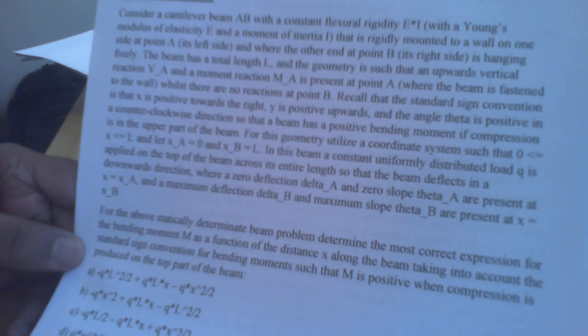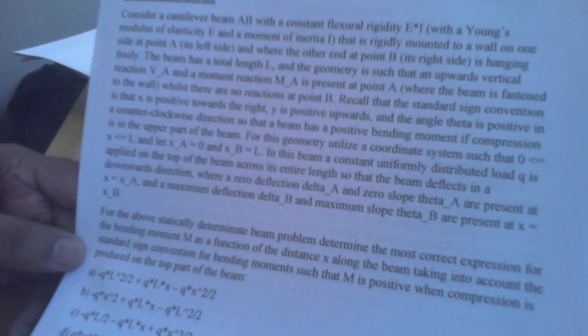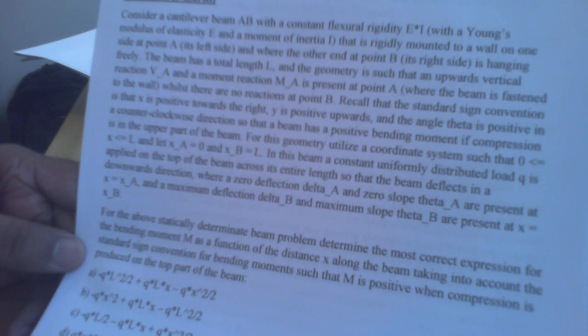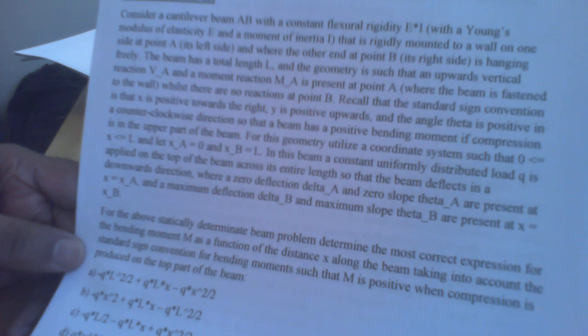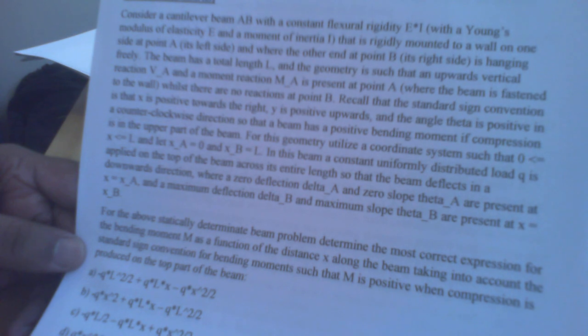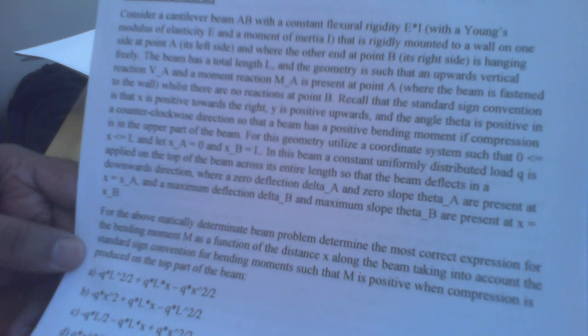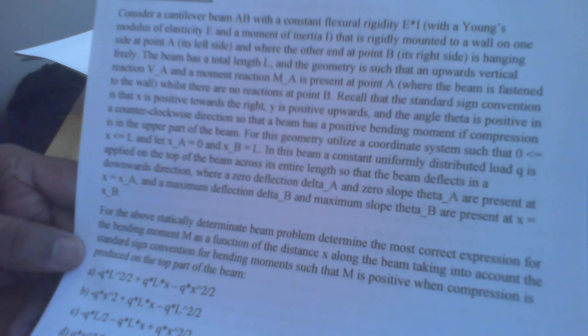Recall that the standard sign convention is that x is positive towards the right, y is positive upwards, and the angle theta is positive in the counterclockwise direction, so that the beam has a positive bending moment if compression is in the upper part of the beam. For this geometry, utilize a coordinate system such that x is greater than or equal to 0, less than or equal to L, and let xa equal 0 and xb equal L.